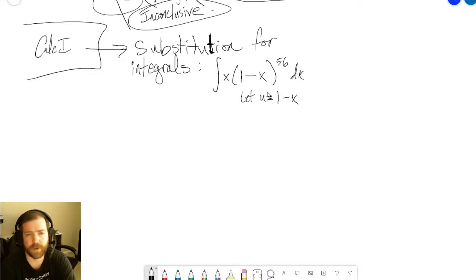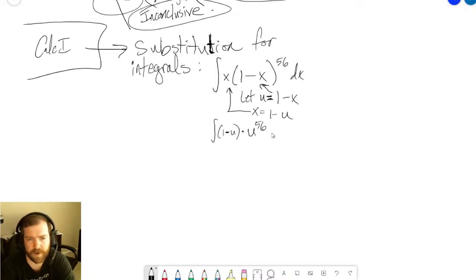On the other hand, if we let u be equal to 1 minus x, then x is equal to, if we flip this around, 1 minus u. We'll use that here and use that here. So what we've got is the integral of parentheses 1 minus u times u to the 56th power du, because, again, dx is just du. Oh, no, negative.